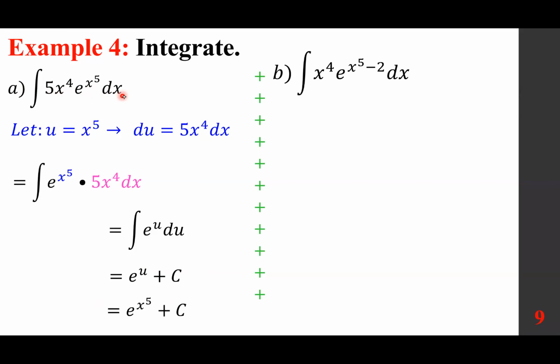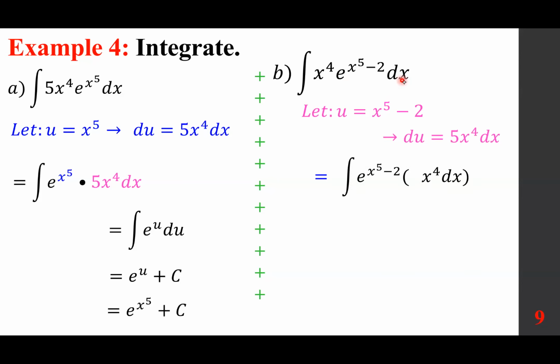Part B is similar in that we're dealing with the exponential. So let's choose the exponent as u again, and this time the derivative of u, which is x to the power of 5 minus 2, happens to be 5x to the power of 4, therefore du is 5x to the power of 4 dx. So let us move x to the power of 4 next to dx, and we notice when we compare these two, number 5 is missing.